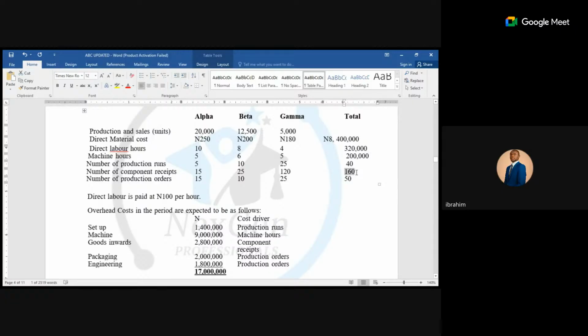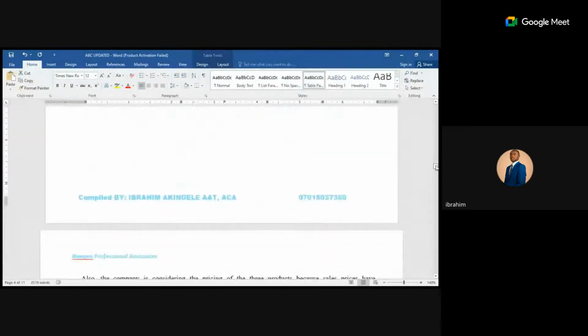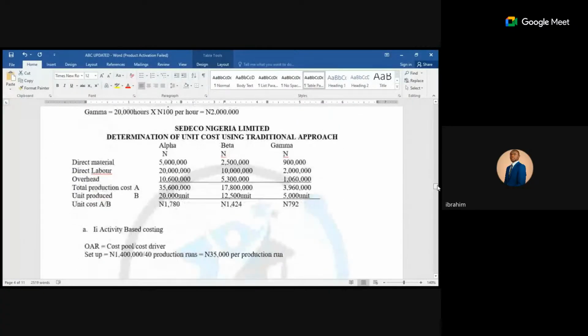So if the total is not given to you, just add the product together. Just add your 15, your 25, and your 150 together. Class, since we are given the total, just use the total of 160. I think you are not given the total of 160. You just add this together. So goods inward, 2,800,000, 160 receipts. 160 what? 160 receipts.